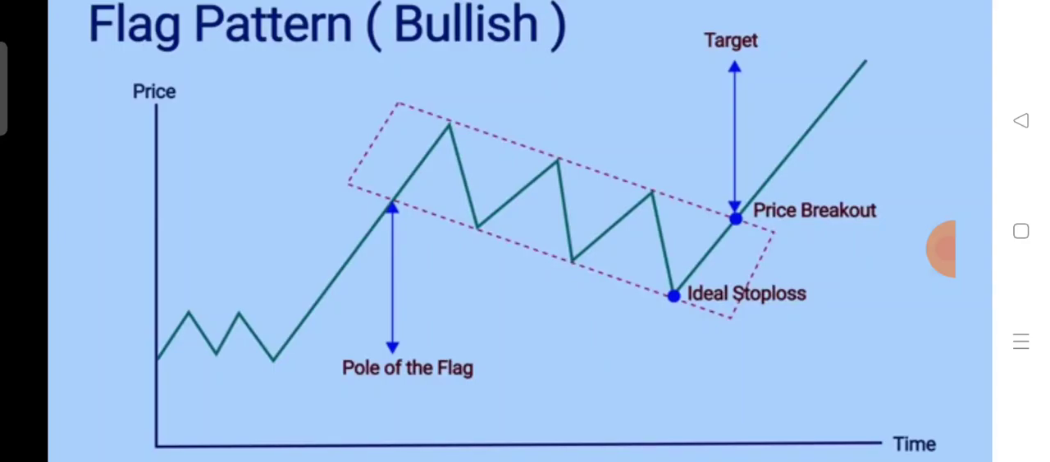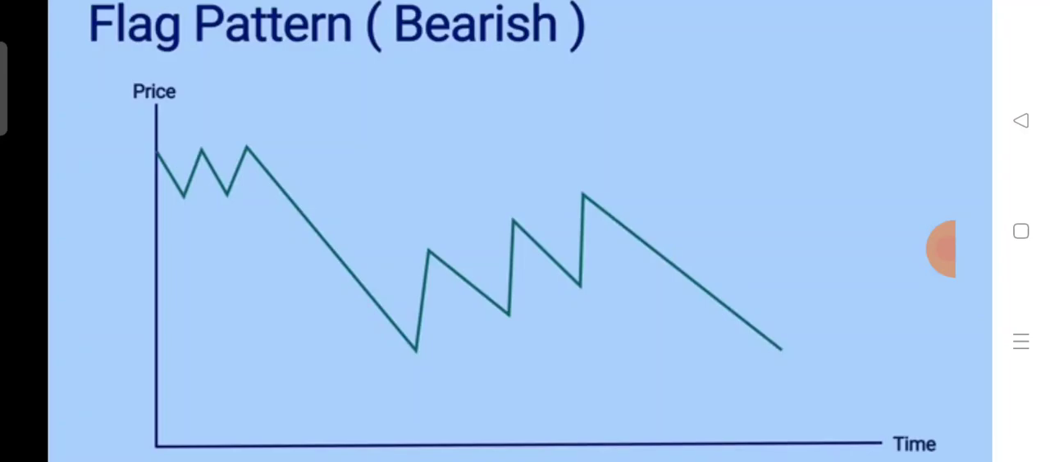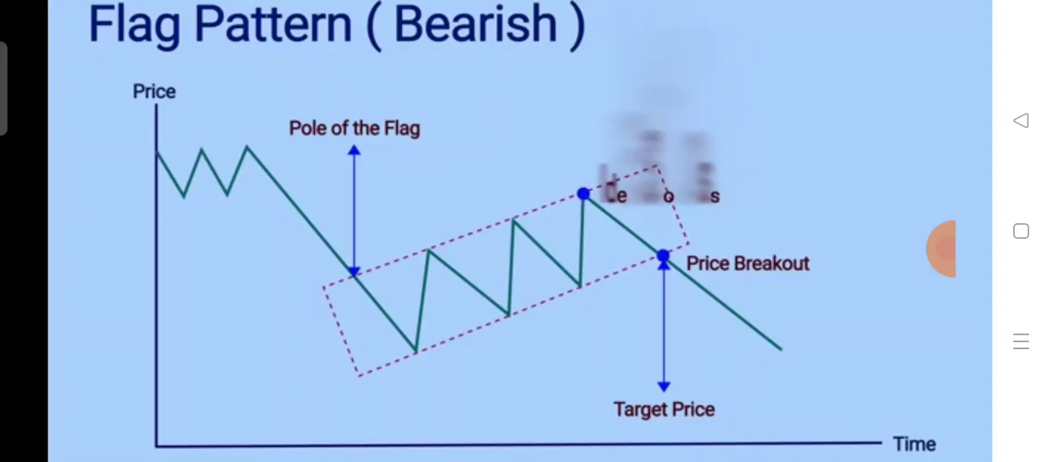Similarly for a down move, first there would be an initial down move, then an upward sloping parallelogram, and when the parallelogram is breached on the downside, the lower support boundary is breached, we just project the initial pole on the downside, so that whatever movement is happening, we can have a potential target with the stop loss just above the recent swing high inside the parallelogram.